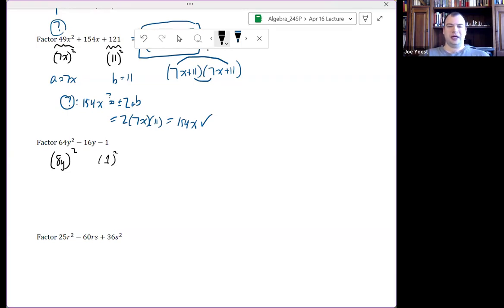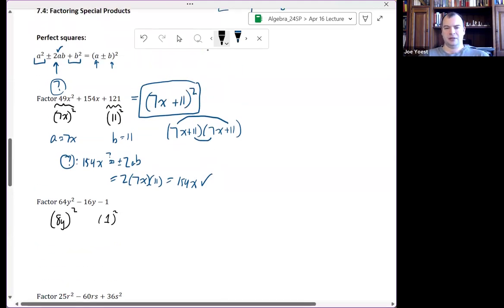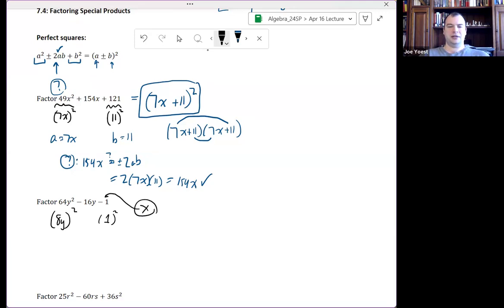Now I might jump ahead and start asking questions about 2ab and so on. But before I do that, does this fit the perfect square pattern? Remember that the terms that are squared have to always have a plus associated with them. This one actually has a minus associated with it. This minus being associated with the 1 here is enough to say this doesn't fit the perfect square pattern.